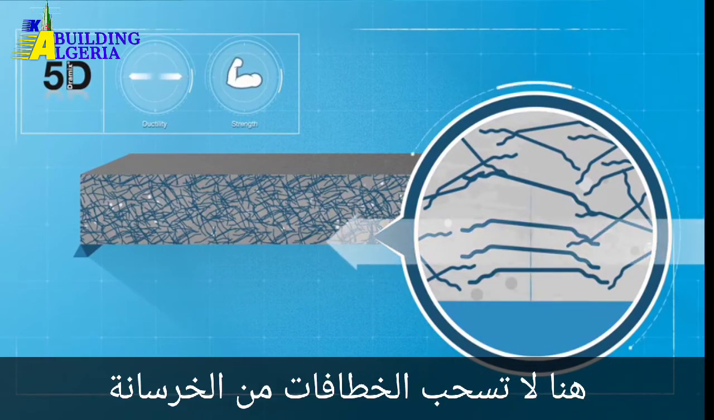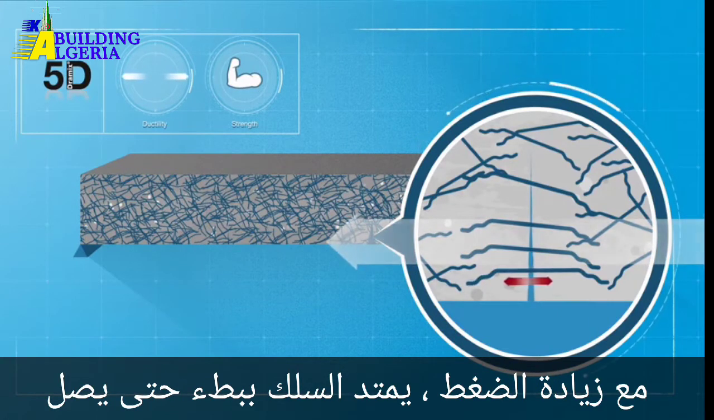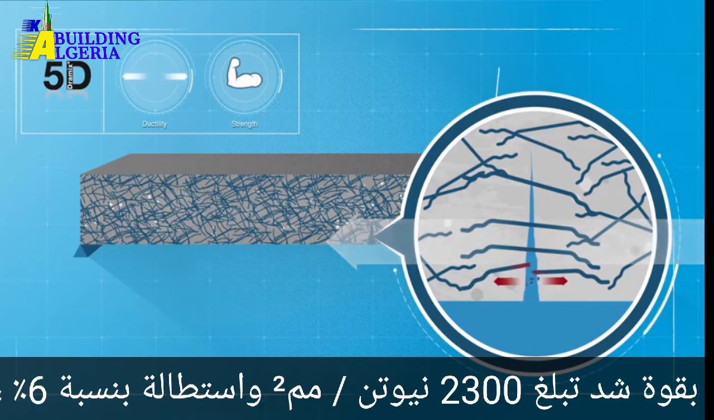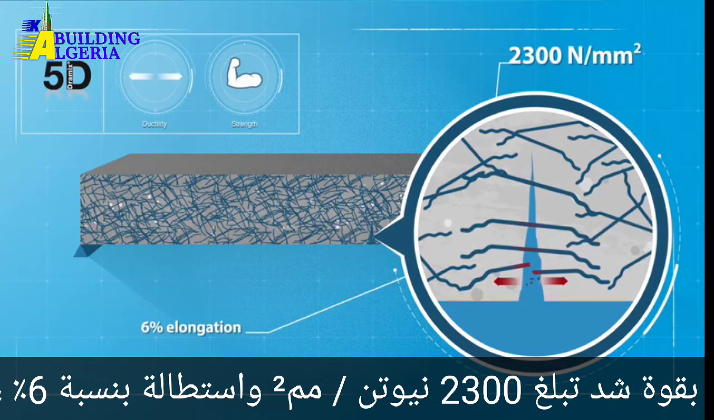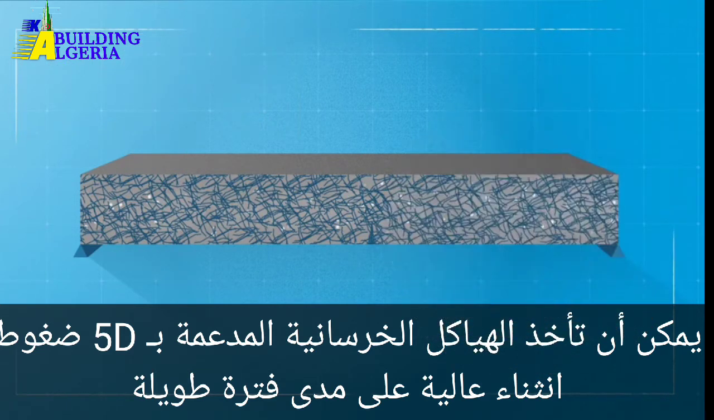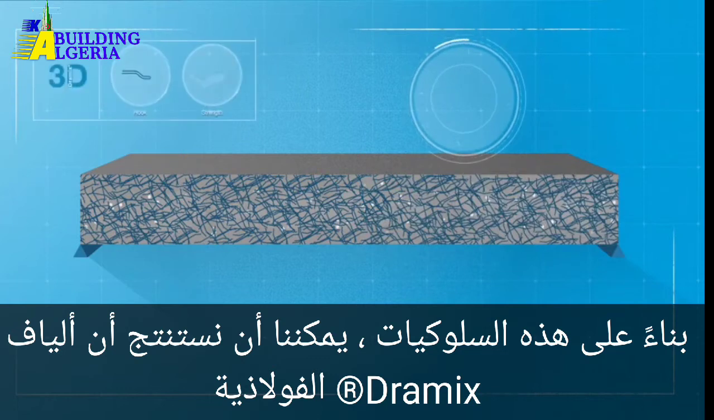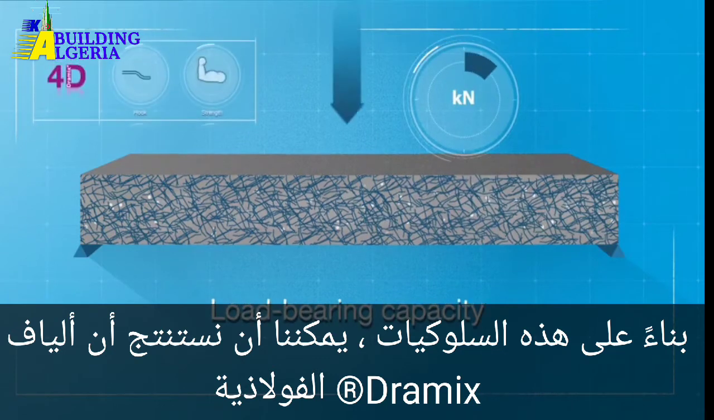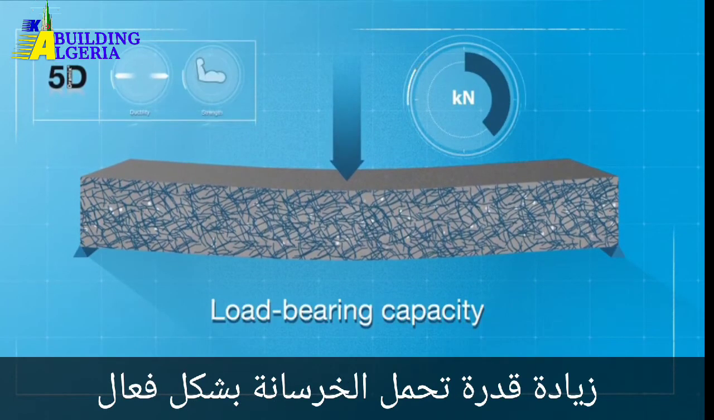Here, the hooks never pull out from the concrete. As the stress increases, the wire slowly elongates until it reaches its maximum strength. With a tensile strength of 2,300 Newton per square millimeter and elongation of 6%, concrete structures reinforced with 5D can take high flexural stresses over a long period. Based on these behaviors, we can conclude that Dramix steel fibers effectively increase the load-bearing capacity of concrete.